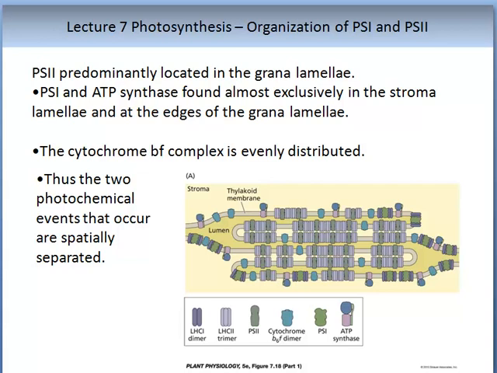So how are Photosystem 1 and Photosystem 2 organised? Well, predominantly they're located in the grana lamellae. Photosystem 1 and ATP synthase are found almost exclusively in the stroma lamellae and at the edges of the grana lamellae. The cytochrome b6f complex is very distributed. Thus, the two photochemical events that occur are spatially separated. In the figure on your slide, you can see a visual representation of this arrangement.